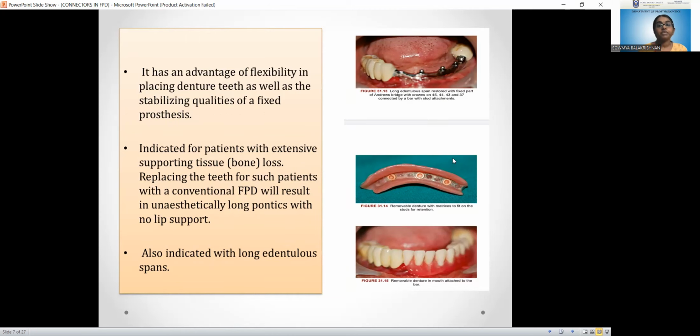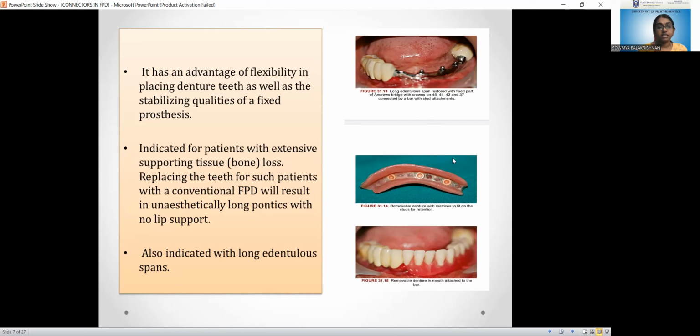If it is severe, it will be highly unaesthetic if you plan for a conventional FPD, because that will result in a long pontic with no lip support, especially if the patient has a high smile line. Also, that will be unaesthetic.